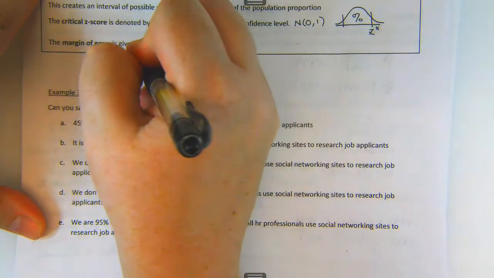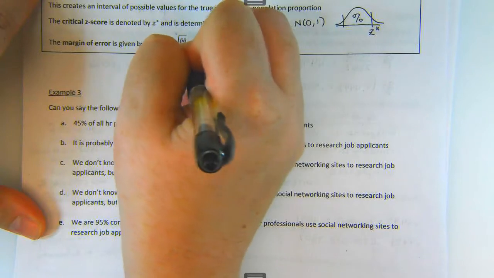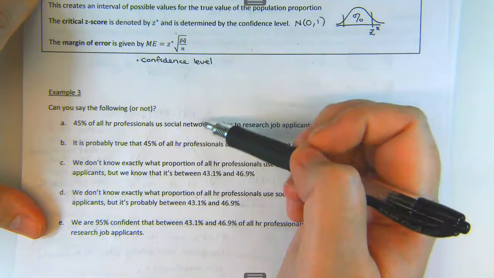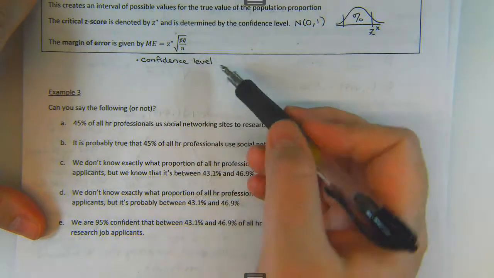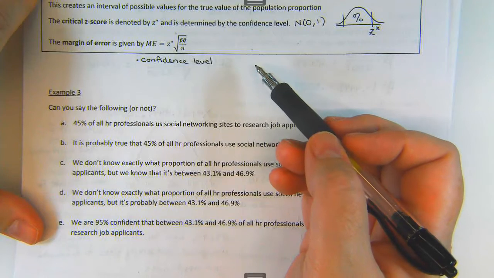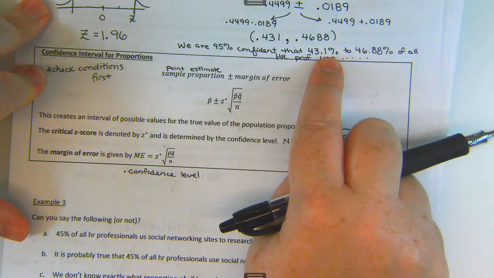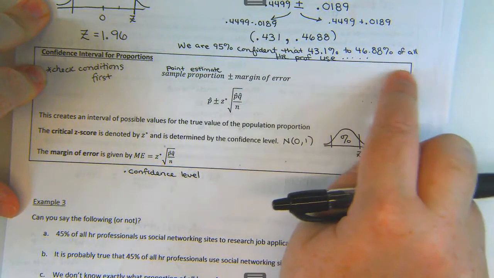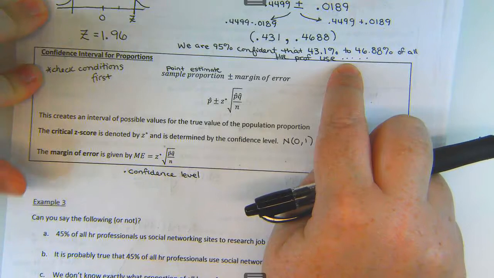First thing we should always state is our confidence level. So when we calculate, we're always going to have some percent confidence. With our example we just did, we had 95% confidence based on the z-score we used. We're going to see other levels come through, but you have to state it in our conclusion. We couldn't have stated this as just 43.1% to 46.88% of all HR professionals use, and so on, because we're not 100% sure.